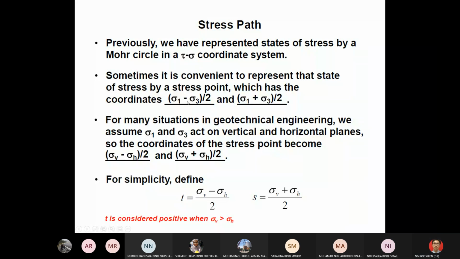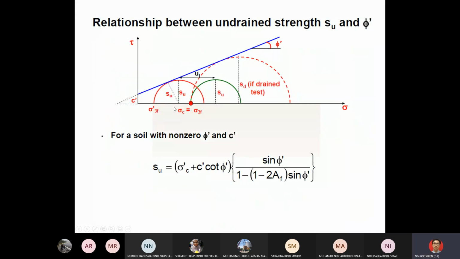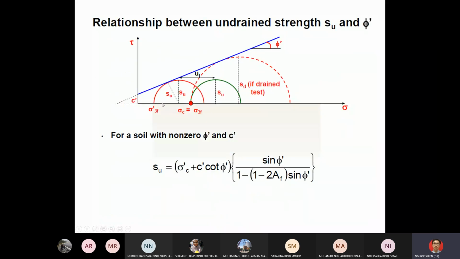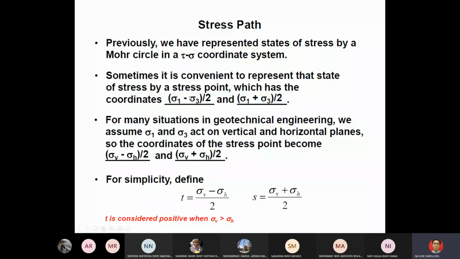Sigma 1 minus sigma 3 divided by 2. If you look at the Mohr circle, it is the Y. It's like this one minus this one divided by 2, which is the radius of the Mohr circle. So it means the highest point here. And the other one is sigma 1 plus sigma 3 divided by 2, meaning the middle here. So in the coordinate system, the stress point is actually the peak of the Mohr circle.